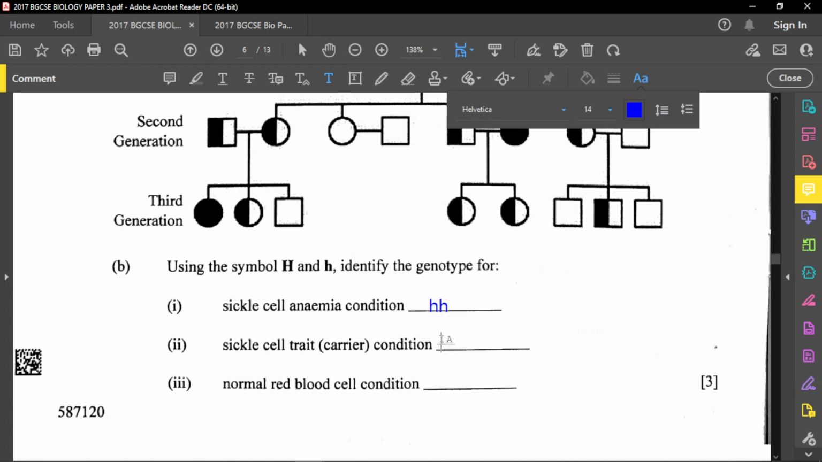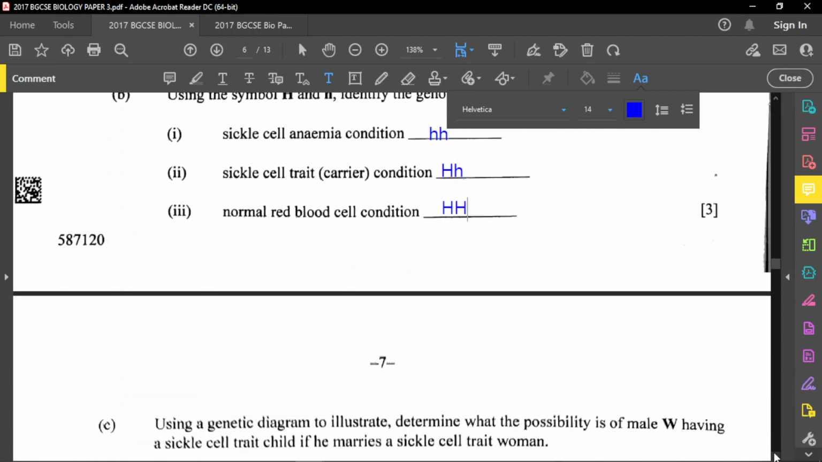And now if you have sickle cell trait, which means you're a carrier, which means you have the allele but you cannot show it, because it's masked by a normal allele. The uppercase H is normal, so you're going to be Hh. And for a normal red blood cell, which means no form of sickle cell at all, you're going to be 2 uppercase H's. All right, so that's the genotype for the 3 different conditions.